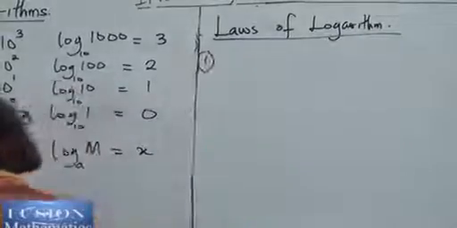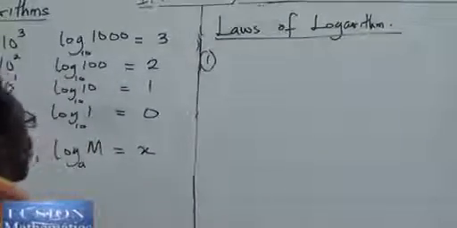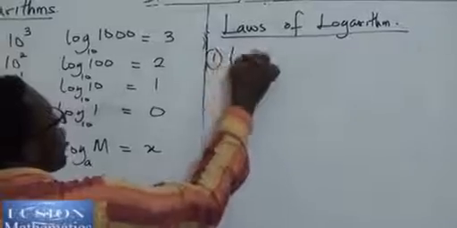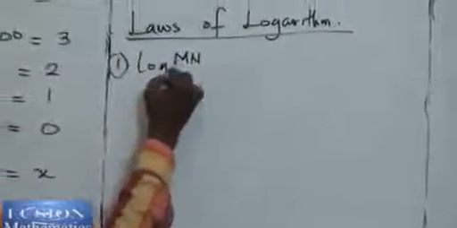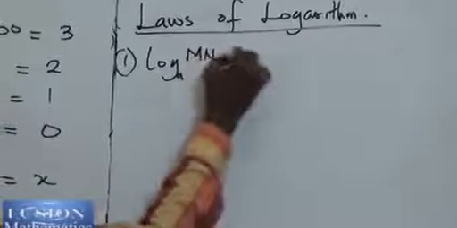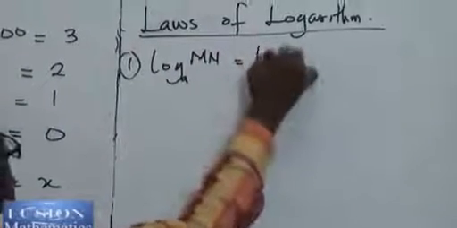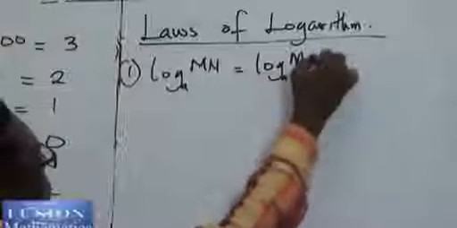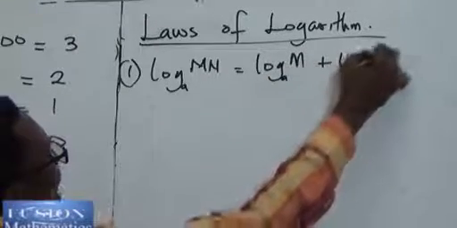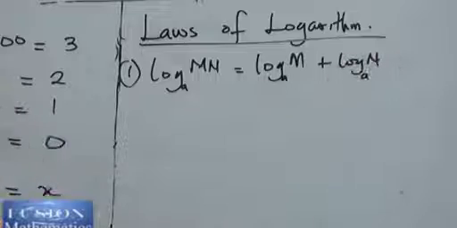The first one, which is called the product law. If we have log mn base a, this is the same thing as log m taken to the base a plus log n base a.